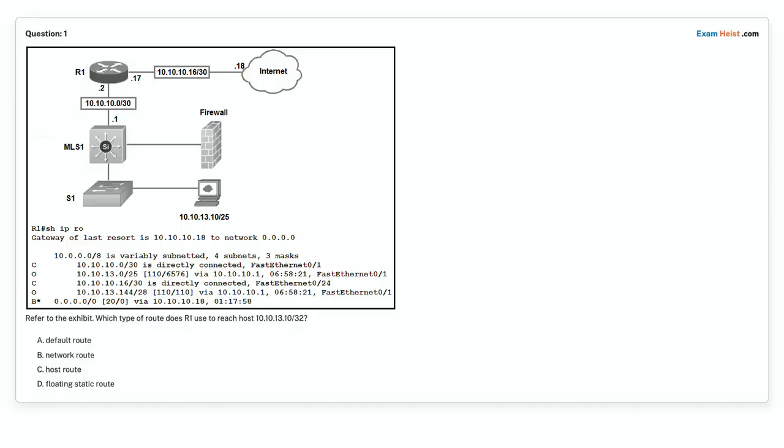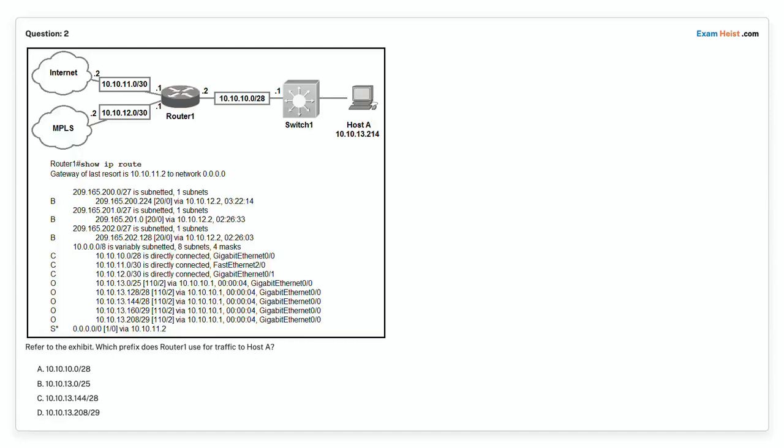Question 1. Refer to the exhibit. Which type of route does R1 use to reach host 10.13.10.30? Option A. Default route. Option B. Network route. Option C. Host route. Option D. Floating static route. Choose the correct answer. Correct answer is option B, network route.